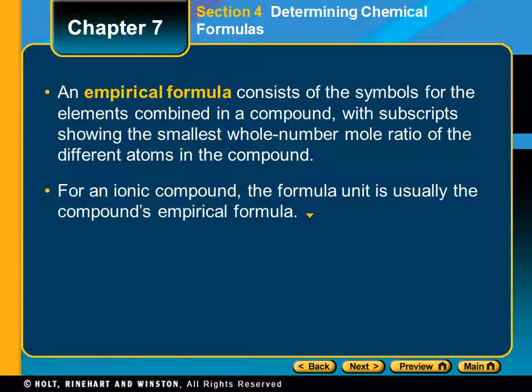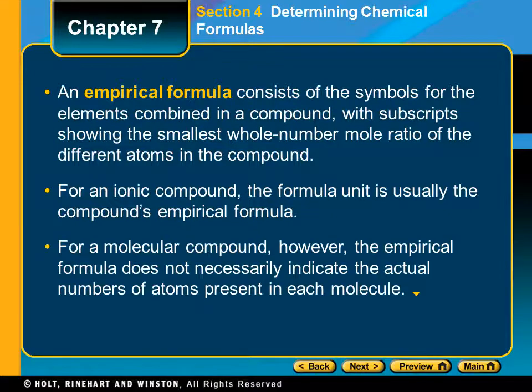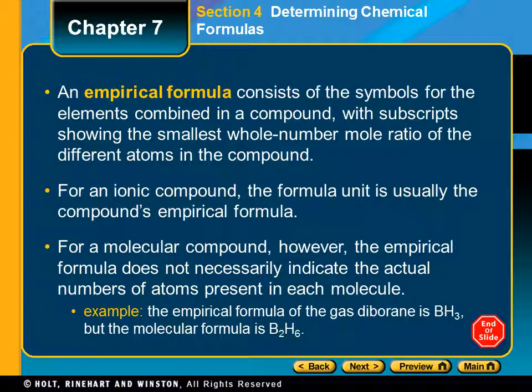When you talk about empirical formula in terms of ionic compound, the formula unit is usually the compound's empirical formula. But when we talk about molecular compounds, the empirical formula does not necessarily indicate the actual numbers of atoms present. So for an example, the empirical formula of the gas diborane is BH3, but its molecular formula, which shows us the actual number of atoms bonded together, is B2H6.